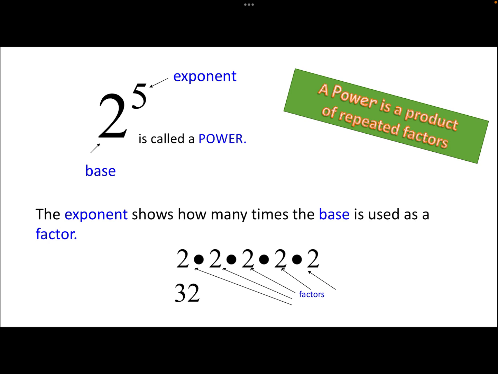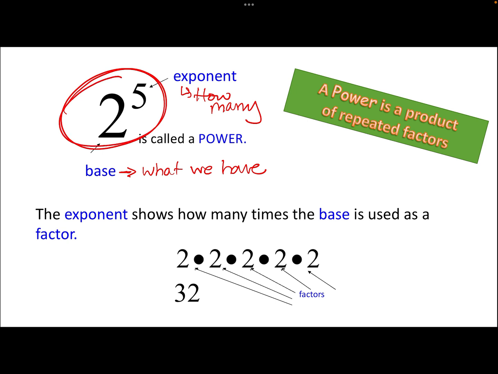Okay, so we are just reviewing the vocabulary around exponents. We want to make sure that we know that the big number is called the base, and the base tells you what you have, right? And the exponent tells me how many. And so all together, this is a power. To be a power, you have to have a base and an exponent.